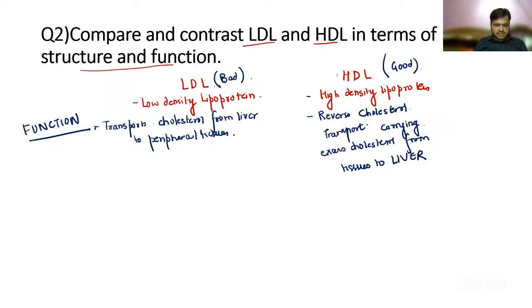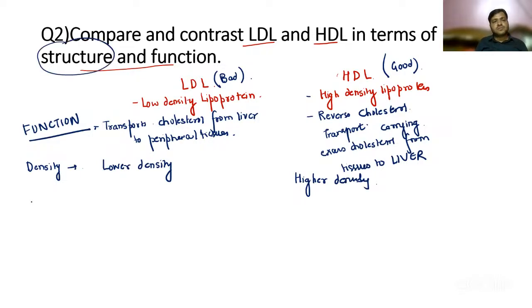If you ask me about the density, LDL has the lower density, due to a higher lipid to protein ratio. And HDL obviously has a higher density.